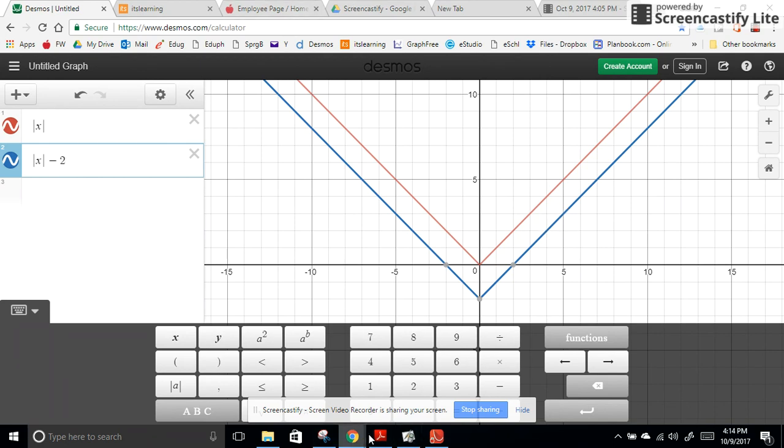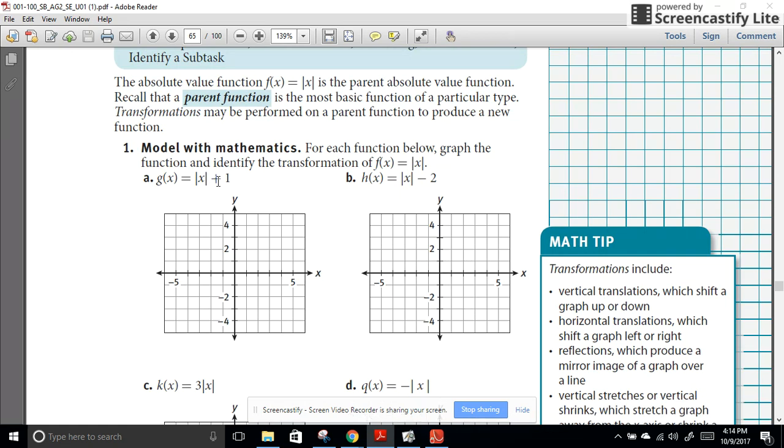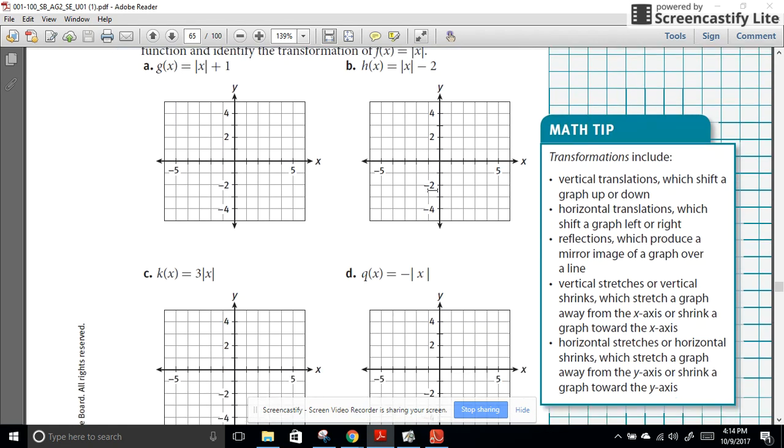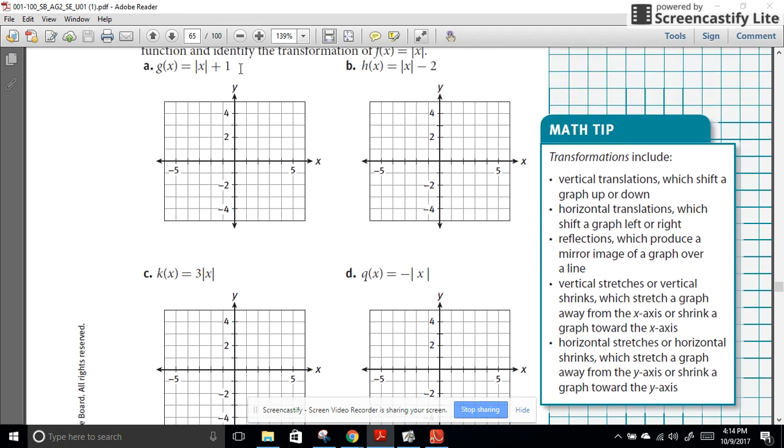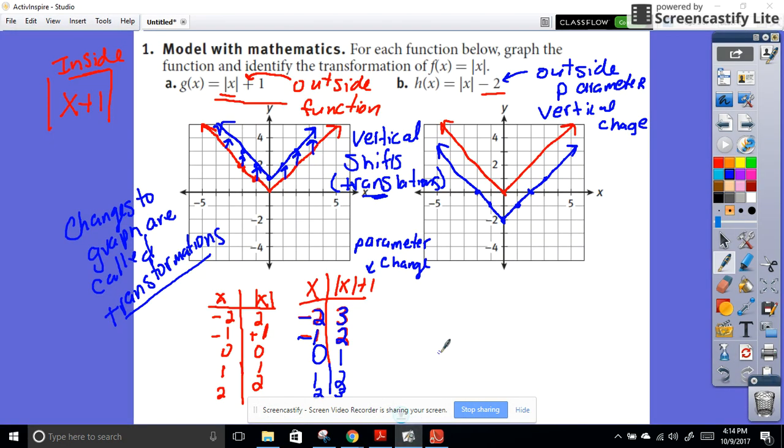Okay, so let's see what the Springboard book says now. Okay, so we've done up 1, we've done down 2. What does multiplying on the outside do? Addition and subtraction caused vertical translations. They shift up or down. We'll deal with horizontal in a minute, okay? Now we're going to do a vertical stretch or a vertical shrink, okay? So we've got this one right here to go do. I think it's on the next page.